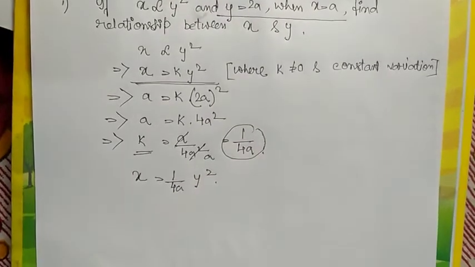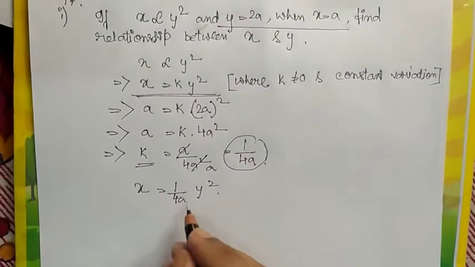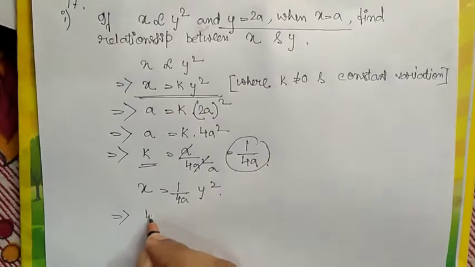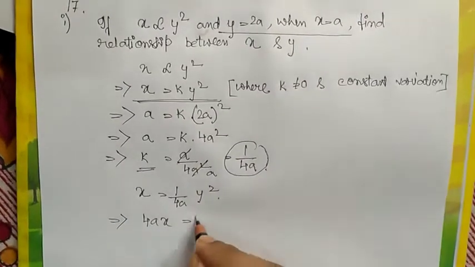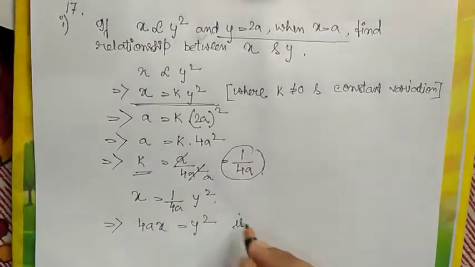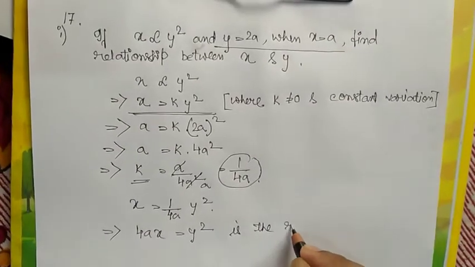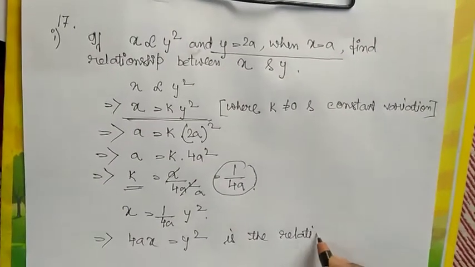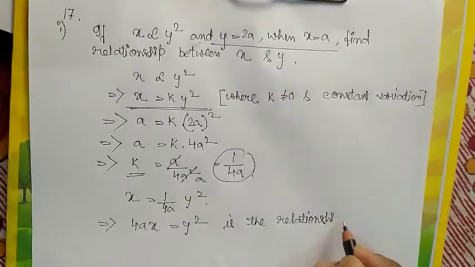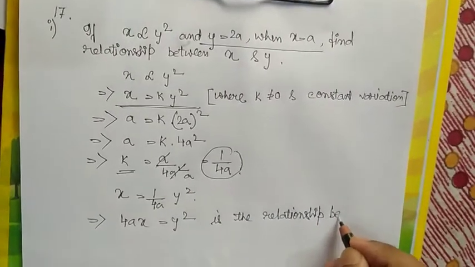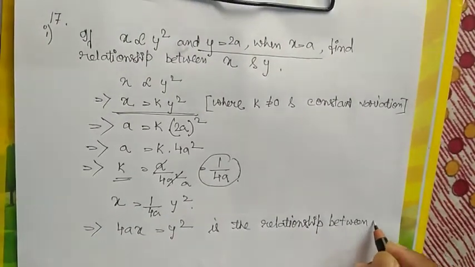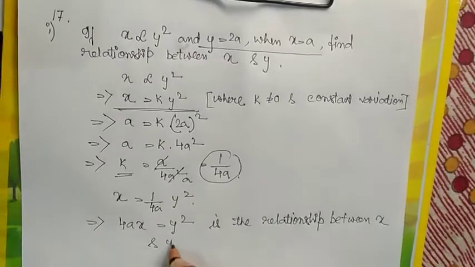So the relationship between x and y is 4a x equals y square. This is the relationship between x and y.